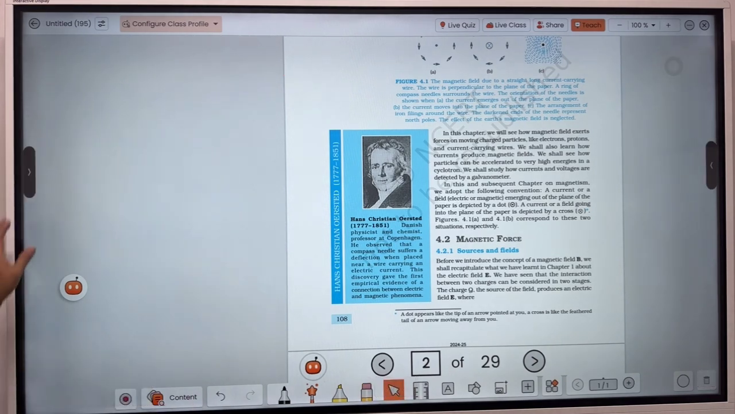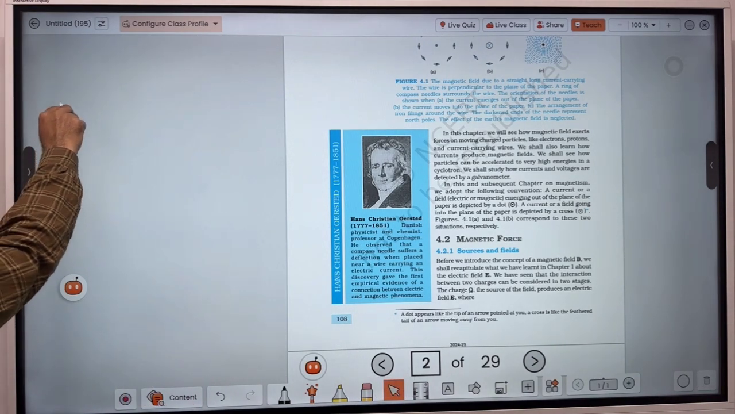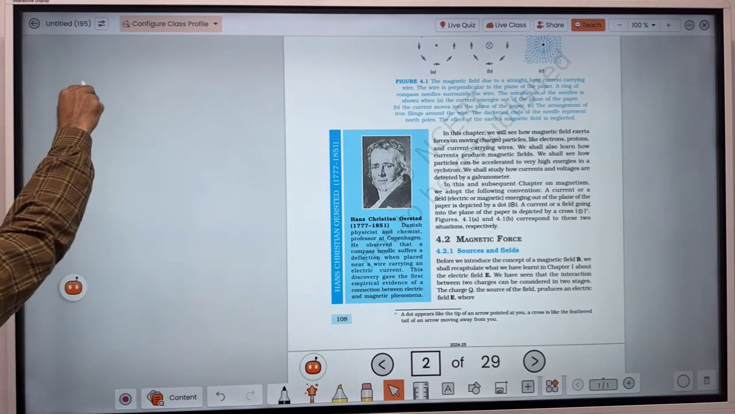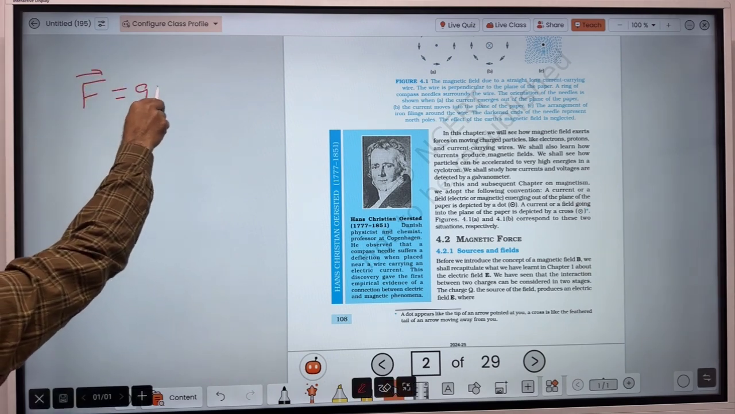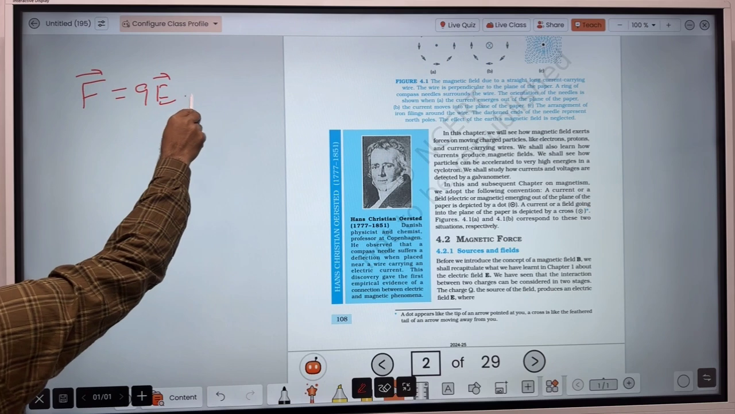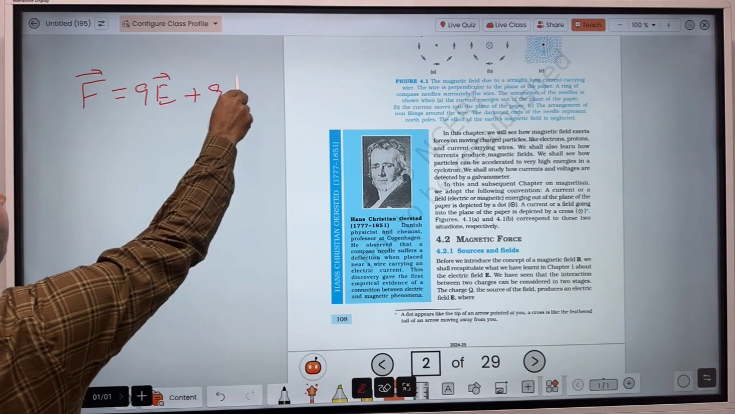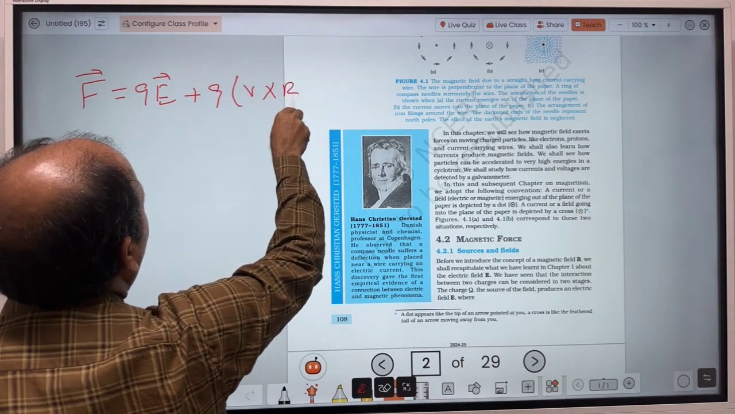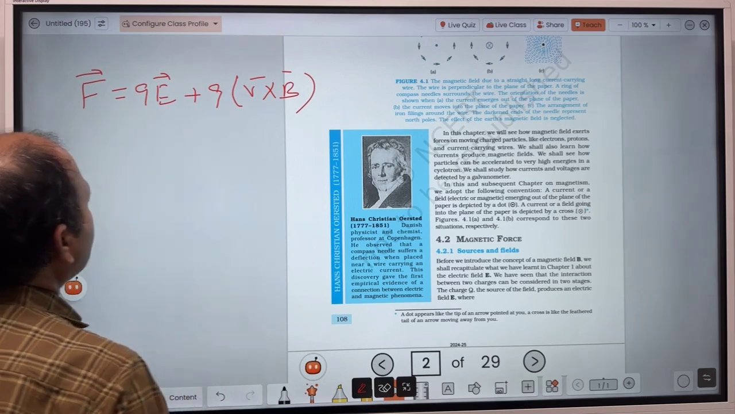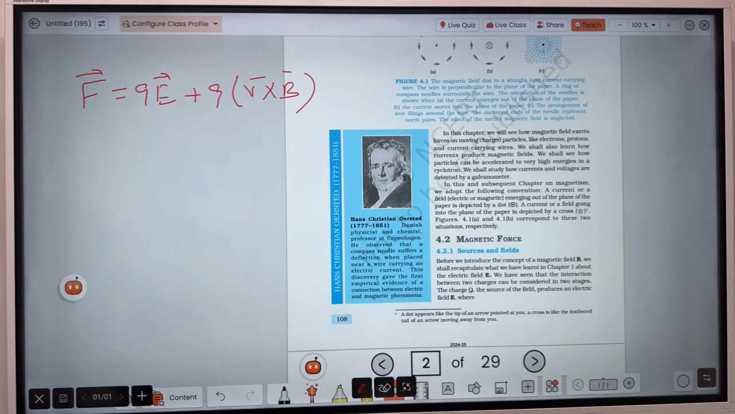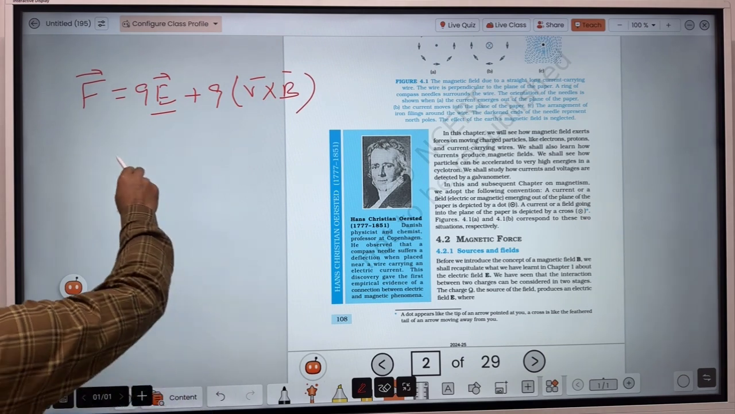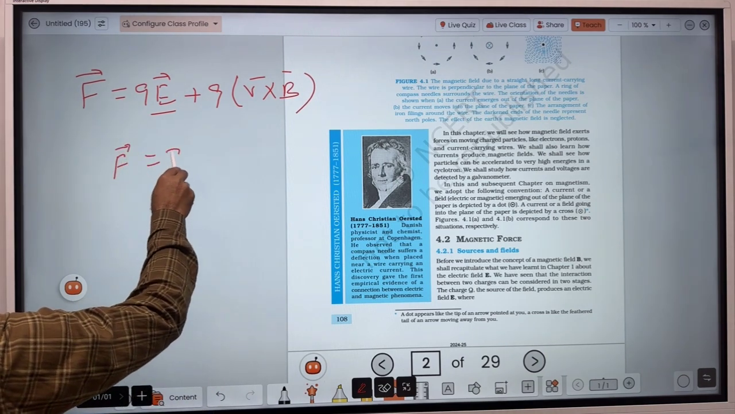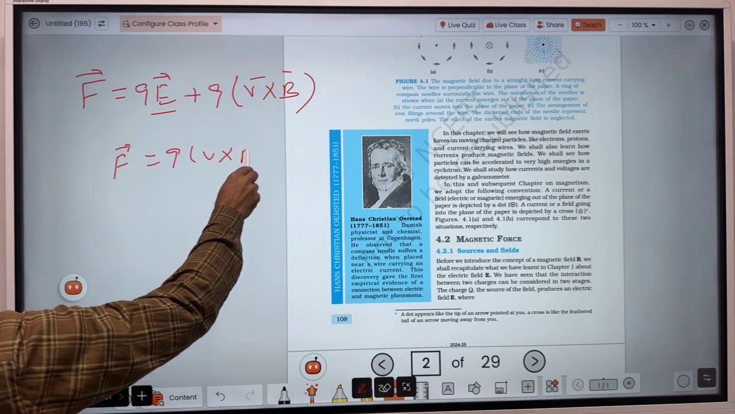Now starting with force, F equals QE plus Q times V cross B. This force is called Lorentz force. Here, if the electric field is absent, in that case F will be equal to QV cross B.